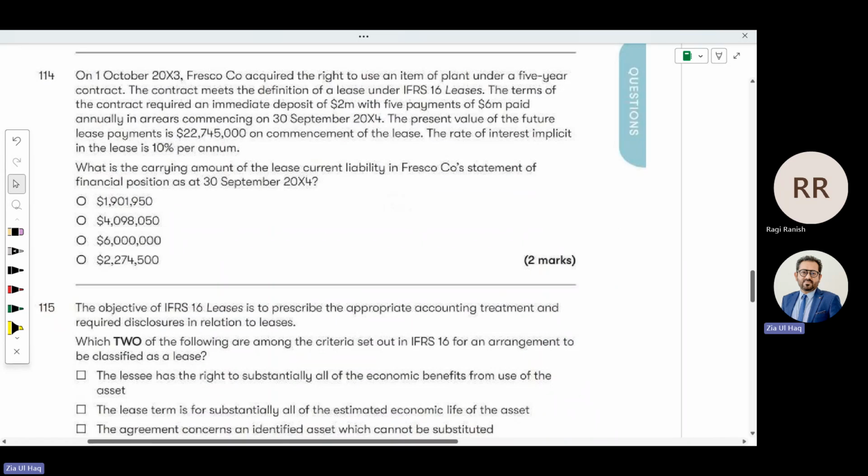114. What is the carrying amount of the lease current liability? You need to calculate current liability for lease at 30th September 20x4. Good luck. 2 minutes. For the first year, this means you need to calculate for 2 years. The difference between both the years' remaining balance is current liability.